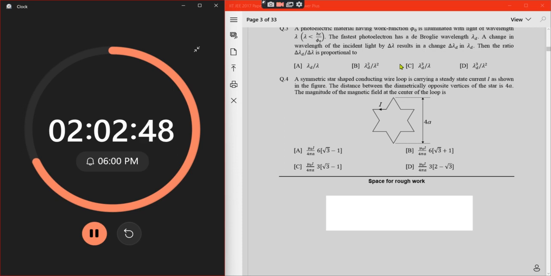A symmetric star-shaped conducting wire loop carrying a steady current I is shown in the figure. The distance between the diametrically opposite vertices of the star is 4a. The magnitude of the magnetic field at the center of the loop is. Okay, this is carrying current I. This distance is 4a. It's a star-shaped conductor.